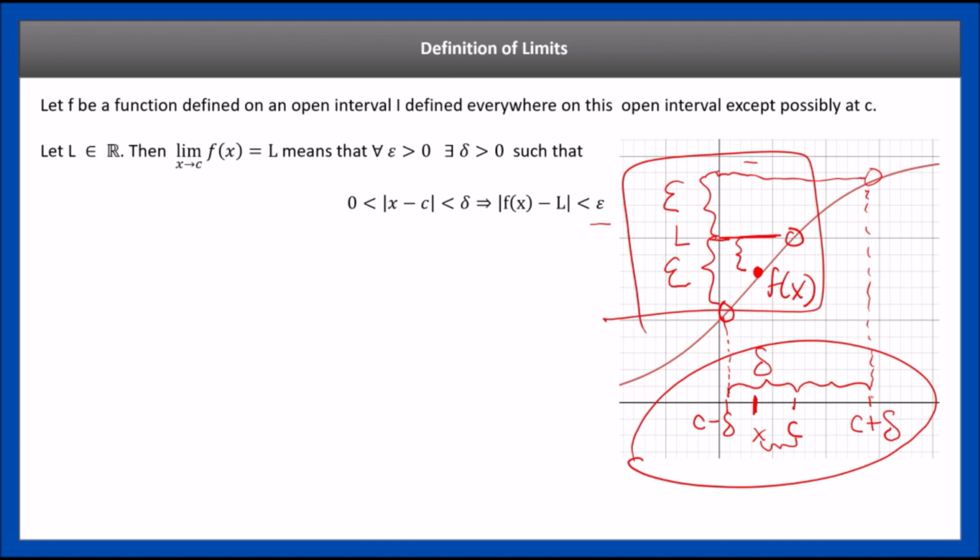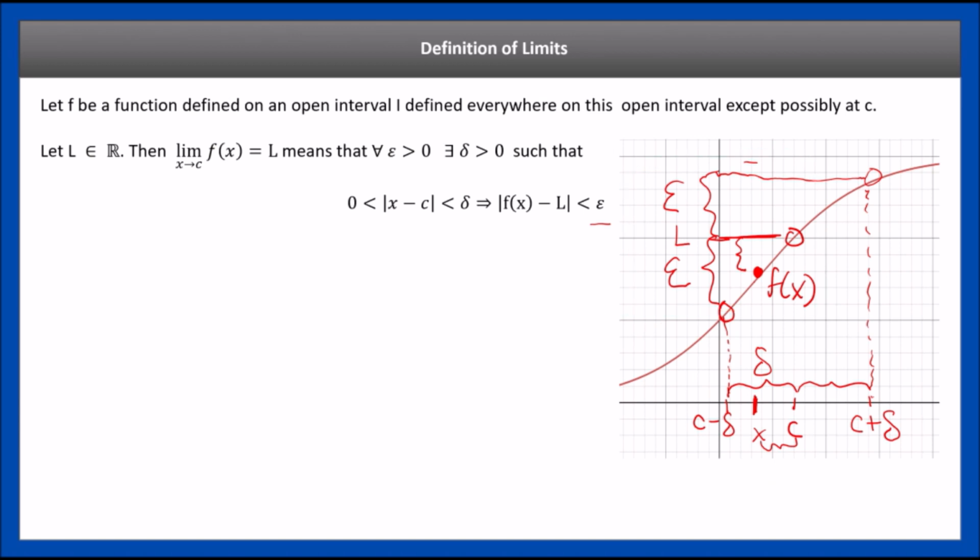If this does not occur, what's in this box, then that means that the limit does not exist. So this has to happen in order to have a limit being defined. That's what it means. But how do we actually go about proving it? We're going to show you that next.